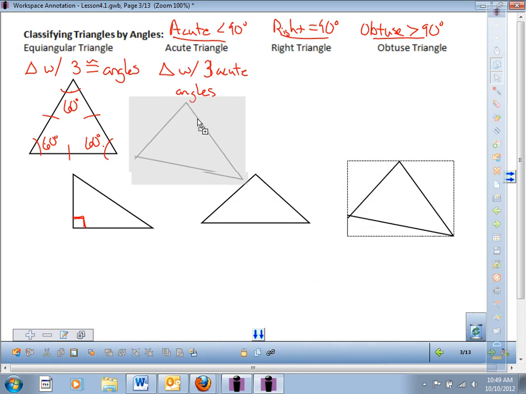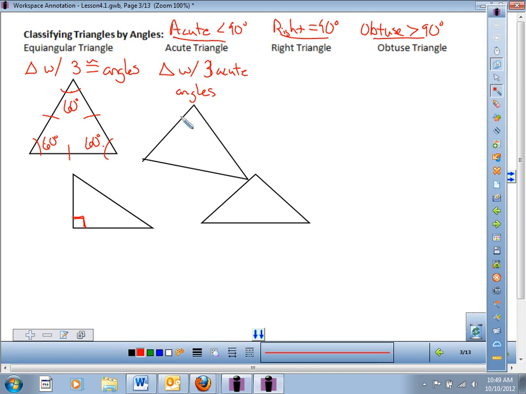Now, I could throw some numbers in there, and if you want to, you could. This guy would be like 80. This guy would be like 40. Let's say this guy is like 60. And then this guy would have to be 40. Now remember what I said, there's 180 degrees in here, so 60 plus 40 is 100, 100 plus 80 is 180, so that's the way it would have to work out. We have 1, 2, 3 acute angles.